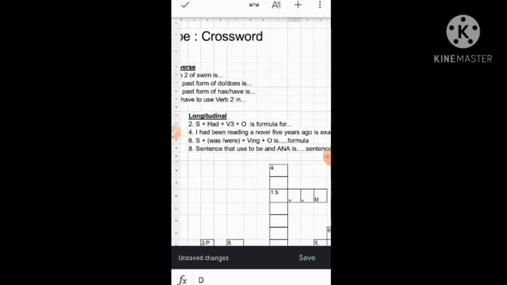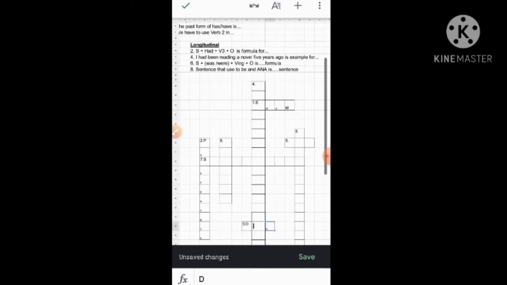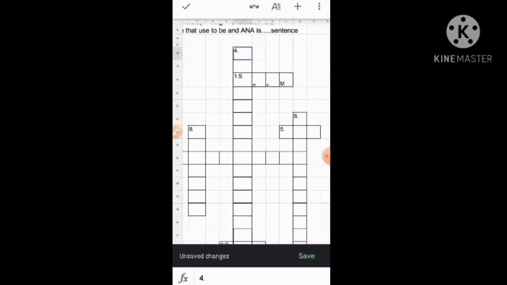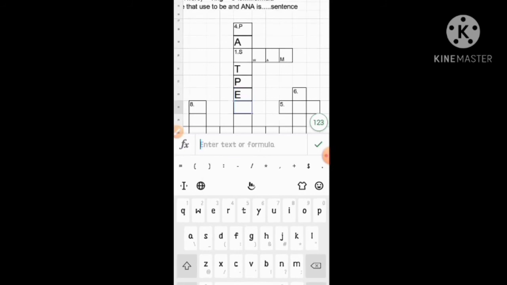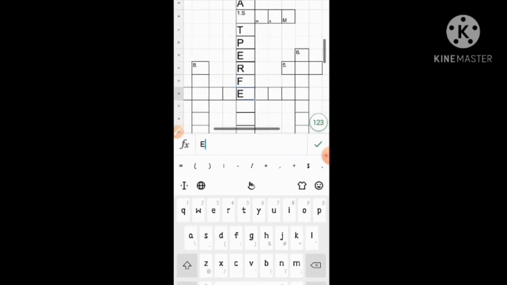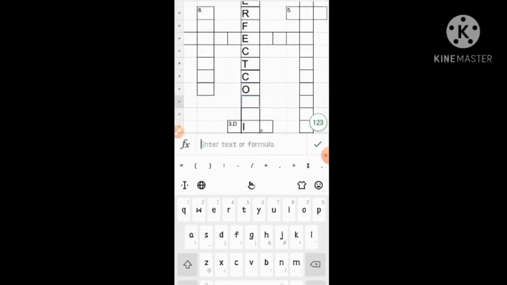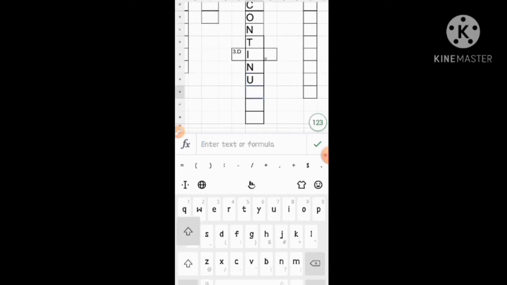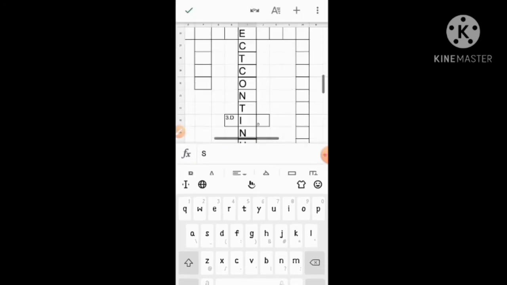Next, for number four. The question is, I had been reading a novel 5 years ago. Is example for? Okay, number four, longitudinal. Okay, the answer is past perfect continuous. Okay.